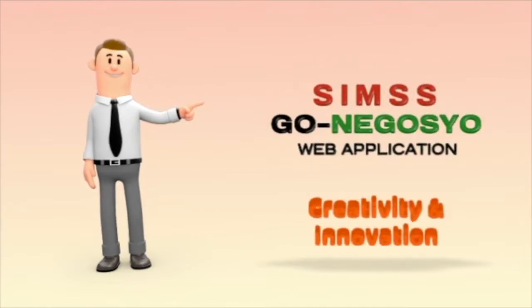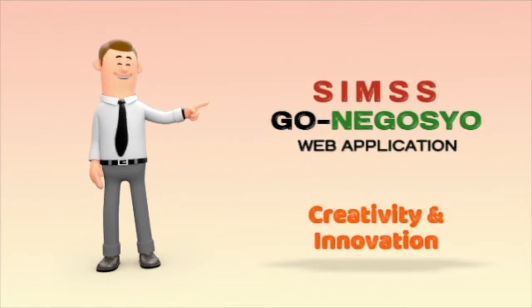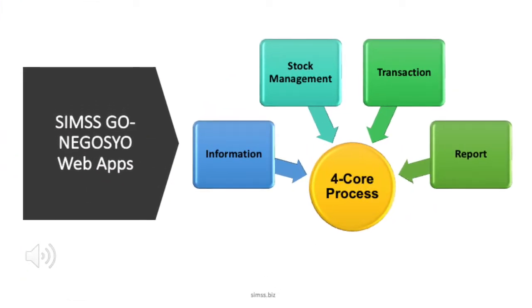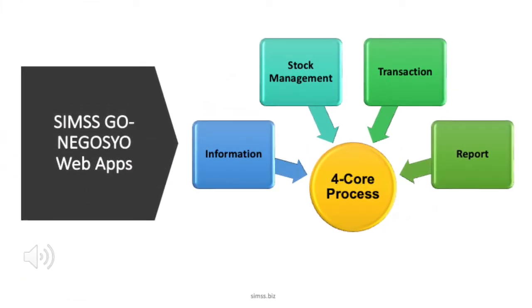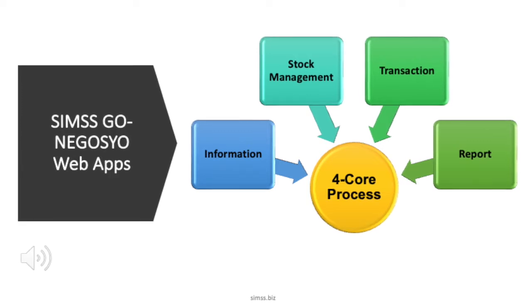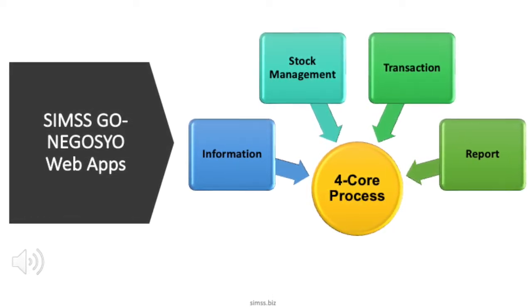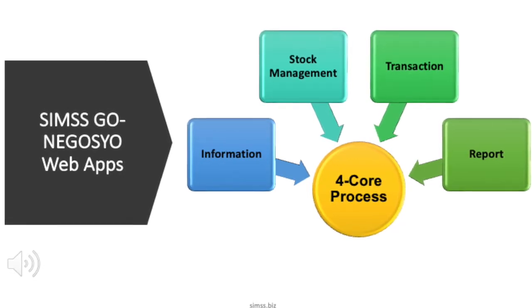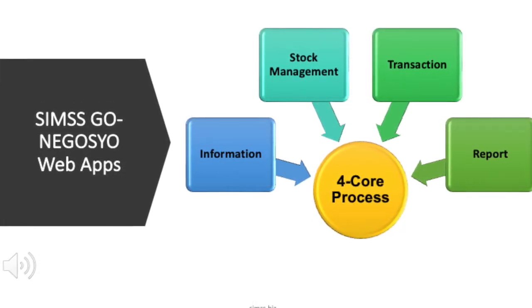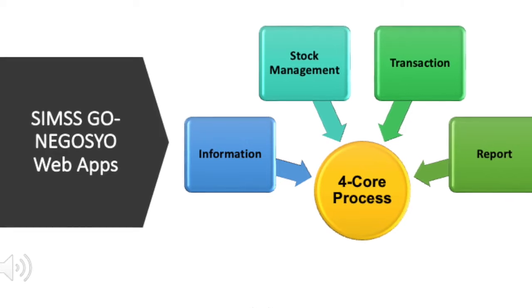To solve the problem, Mr. James introduced innovation and creativity in the company. The SIMSS GO-NEGOSYO web application simplifies the business transaction into 4 core processes. They are information, stock management, transaction, and report. The 4 core processes provide every transaction to complete in a short period.